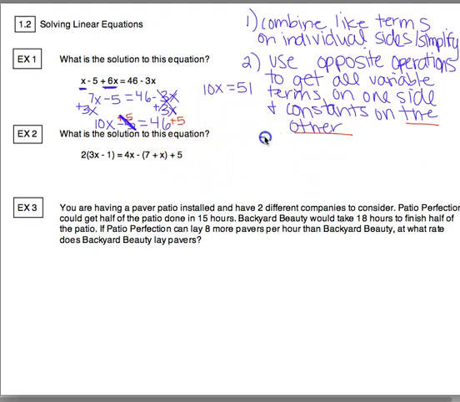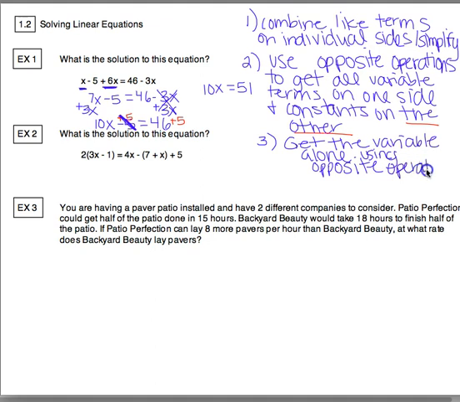Once you've done that, then you are going to get the variable alone. So that could be a variety of things, but again, we're going to use the opposite operations. So in this case, we have to get rid of the multiplied 10, sorry, thinking ahead to the opposite. And so we're going to undo that by dividing. So we're going to divide both sides by 10. So now x is going to be by itself.